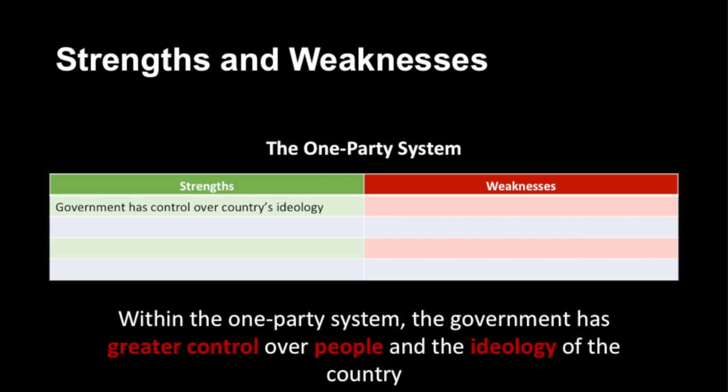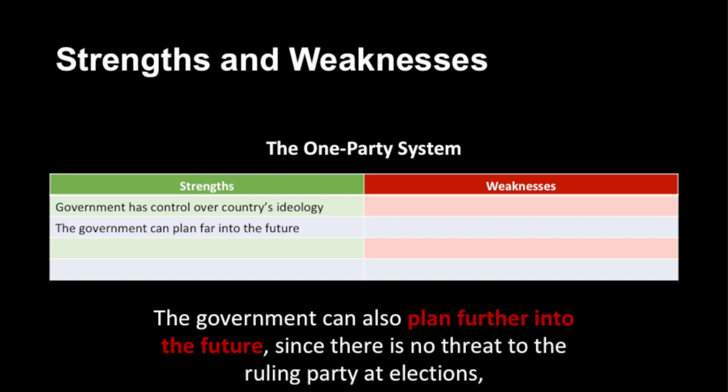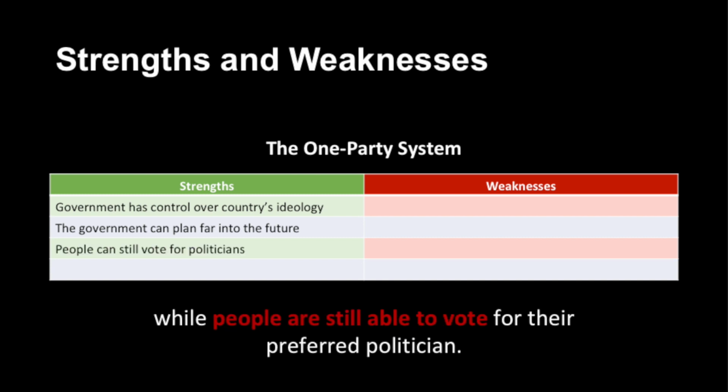Within the one-party system, the government has greater control over people and the ideology of the country, which allows the country to be more consistent over time in its dealings with domestic and international concerns. The government can also plan further into the future, since there is no threat to the ruling party at elections, while people are still able to vote for their preferred politician.